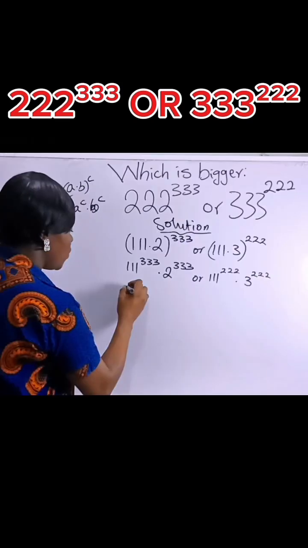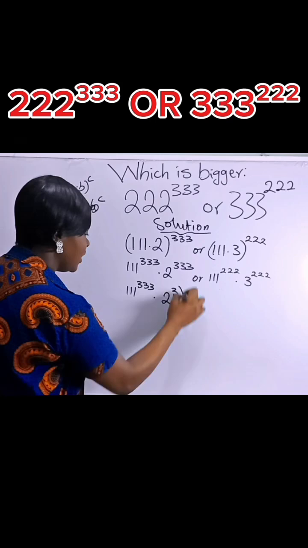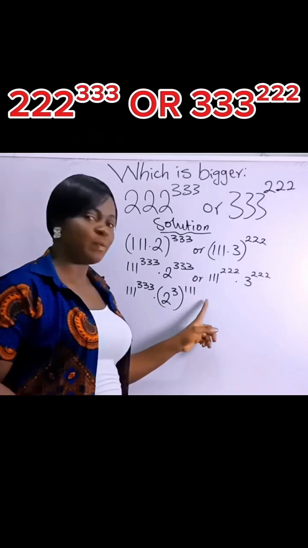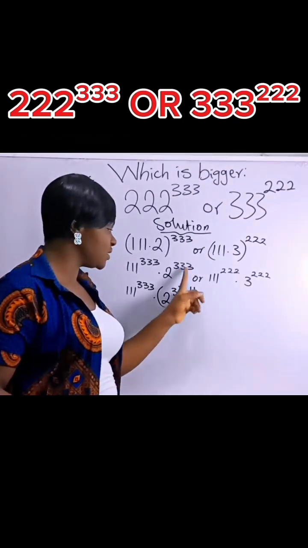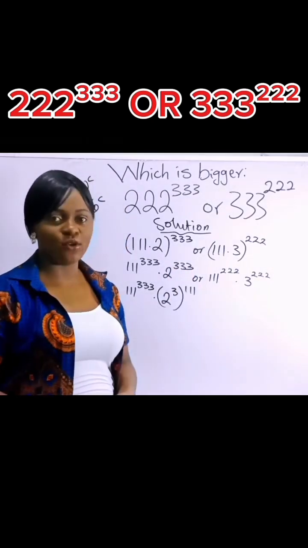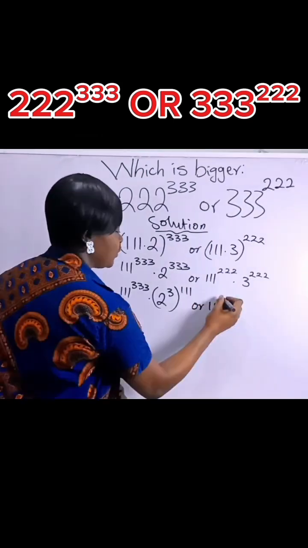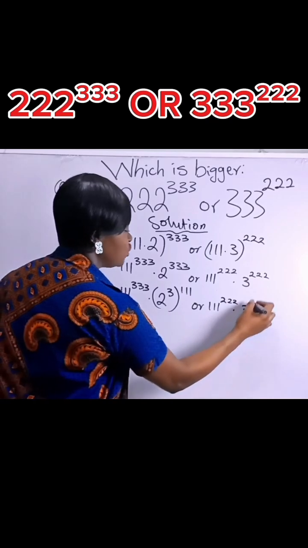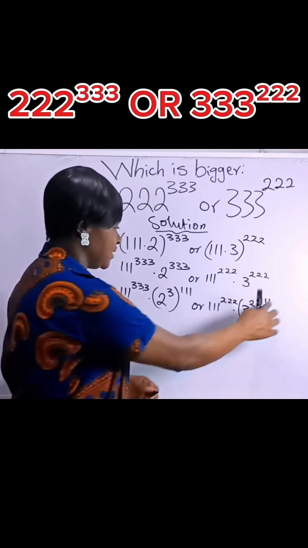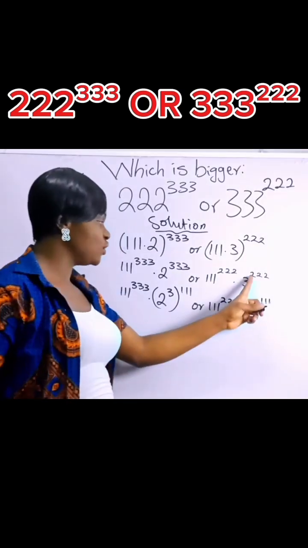So the next step, 111 to the power of 3 times 2 to the power of 3 to the power of 111. Now this is what I did. If you use this 3 here to multiply these numbers, 3 times 111 is 333, it will give you this exactly. From here we are going to have 111 to the power of 2 times 3 to the power of 2, to the power of 111, because if you use this 2 to open this bracket and multiply these powers, you are going to have this 222 here.